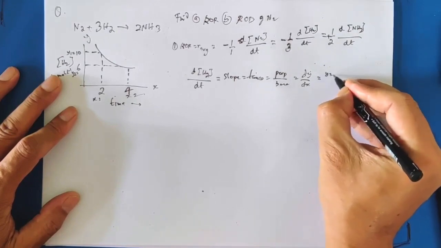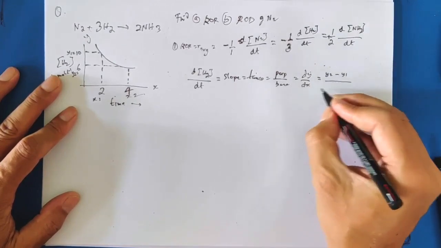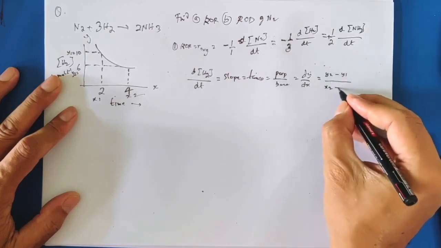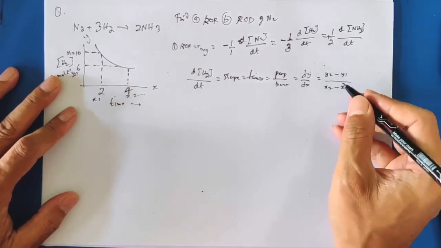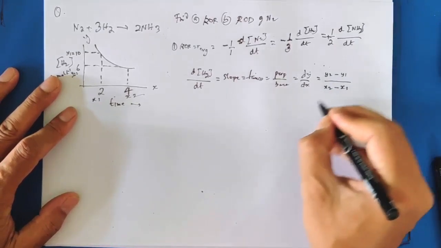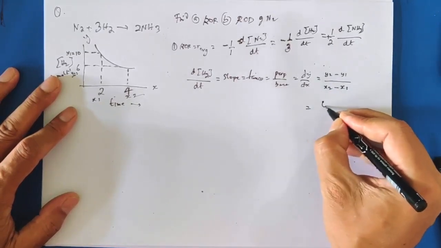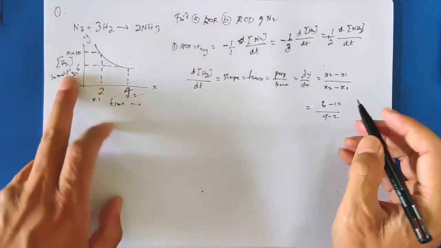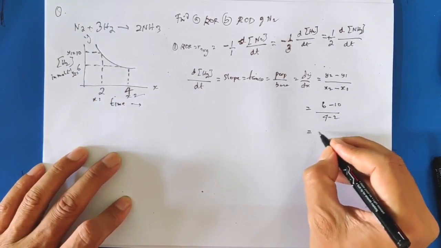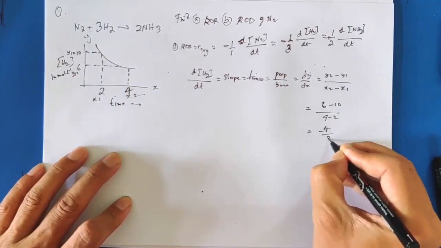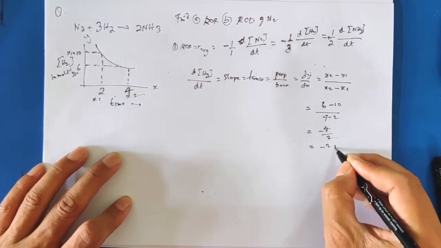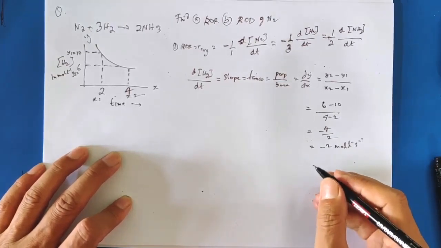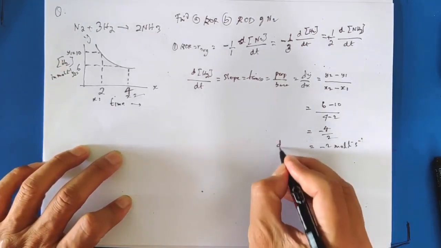Change in y is y2 minus y1, and dx is the change in x, x2 minus x1. If you put in the values, this is 6 minus 10 over 4 minus 2. What did you get? Minus 2. What is the unit? Mole liter inverse second inverse. So the d by dt of H2 value is this.